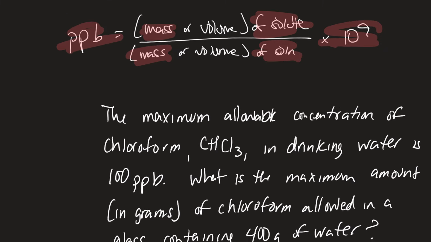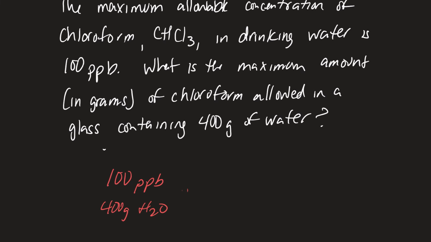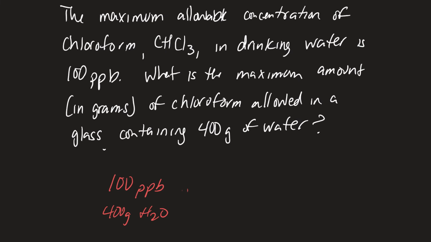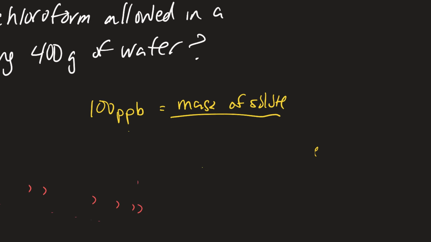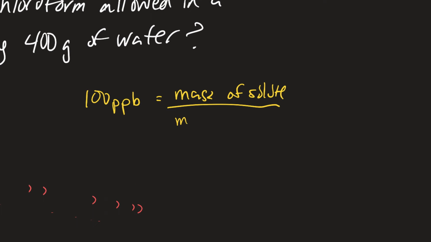When we're considering what we're given here, let's look at this equation again. We have 100 parts per billion, which is equal to the mass of the solute divided by the mass of the solution times 10 to the ninth. That's parts per billion. Now, what do we know?